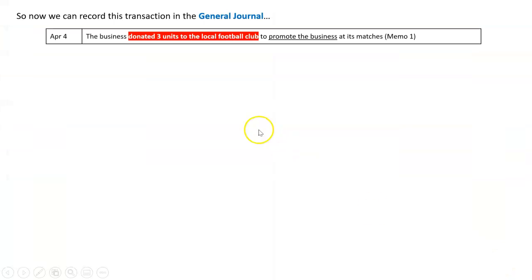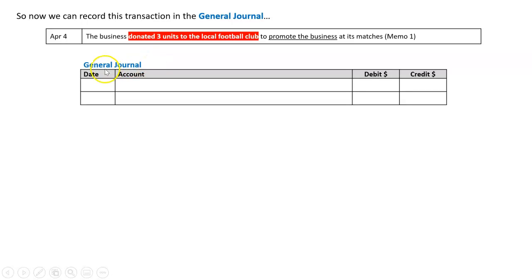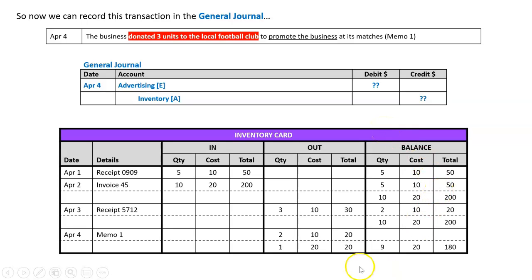And we're doing this so we can now record this in the general journal. We know that when we donate inventory, we call it advertising. Advertising is an expense, so that'd be a debit. Inventory is a credit because it's going down, but we don't know the amount, and that was why we did the inventory card, because we now go to this inventory card and we see the totals.